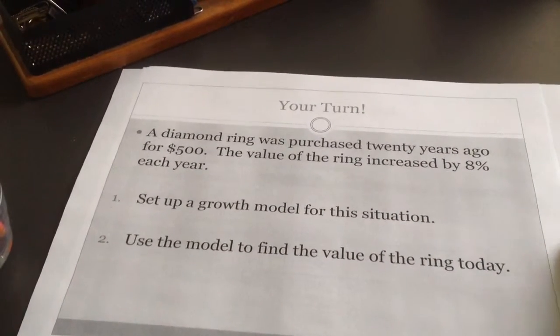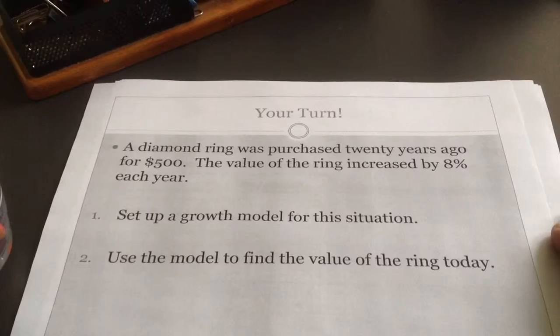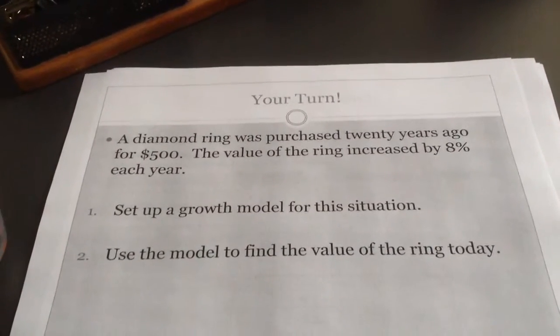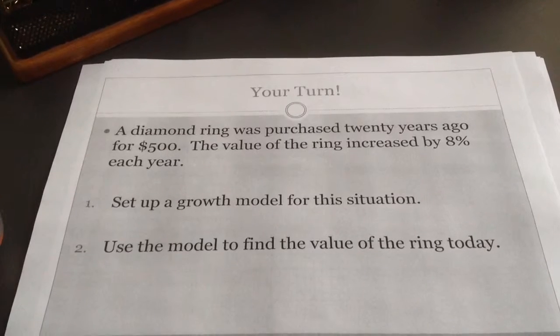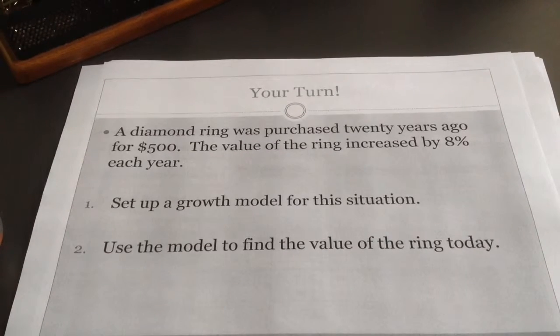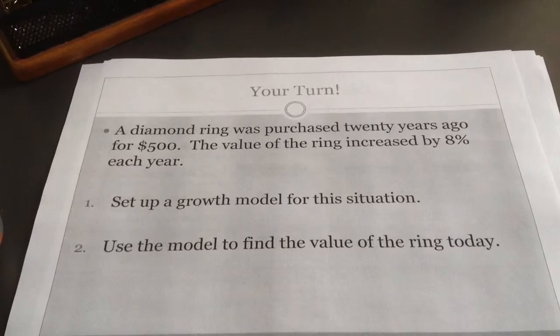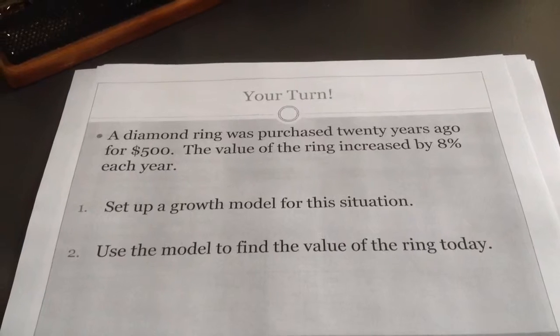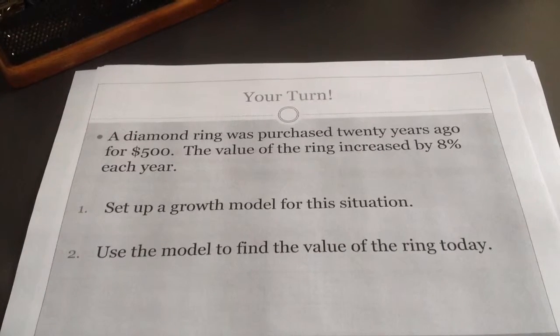So here is your turn to try it out. In your group, a diamond ring was purchased 20 years ago for $500. The value of the ring increased by 8% each year. You want to set up a growth model for the situation and use the model to find out what the value of the ring would be today.